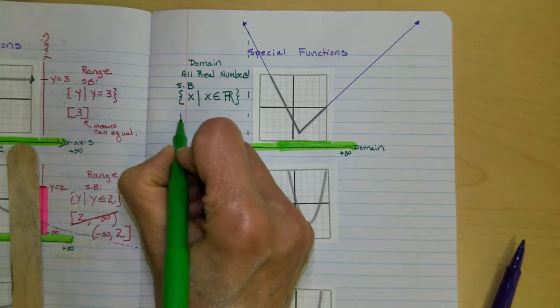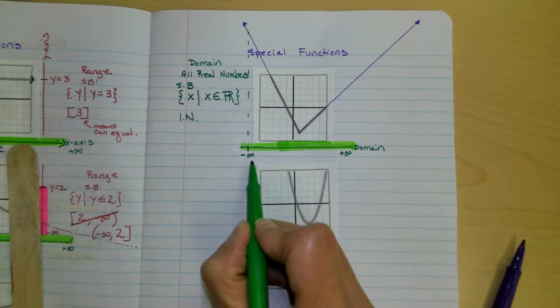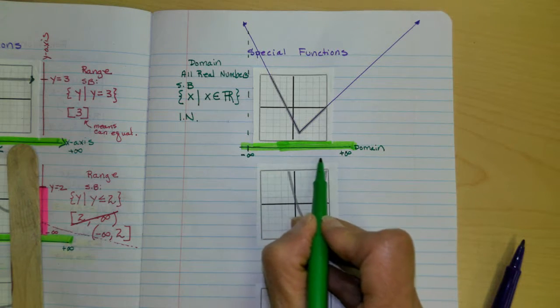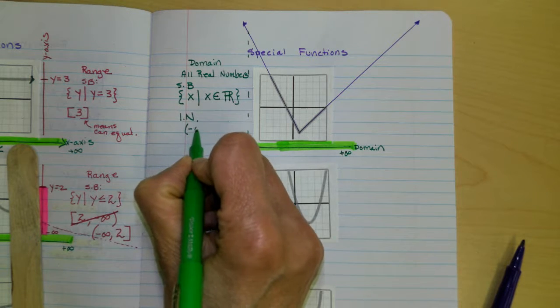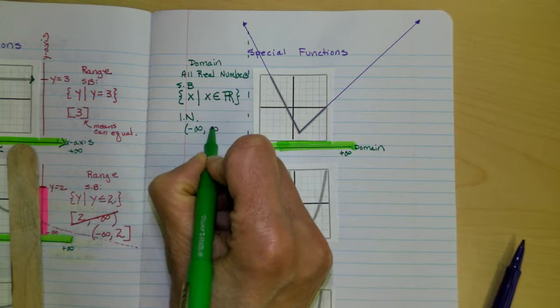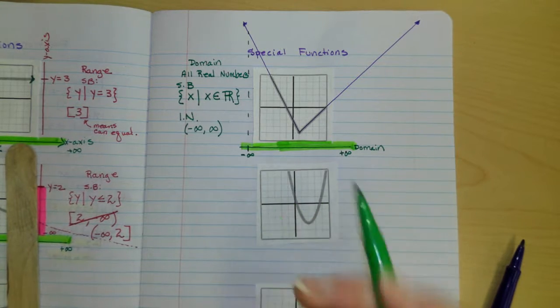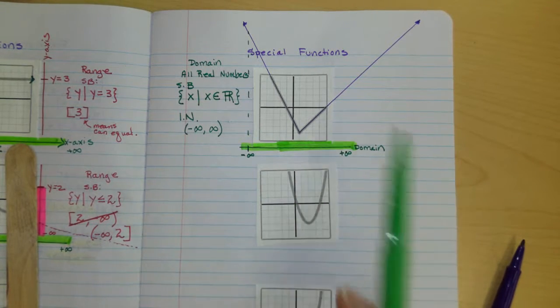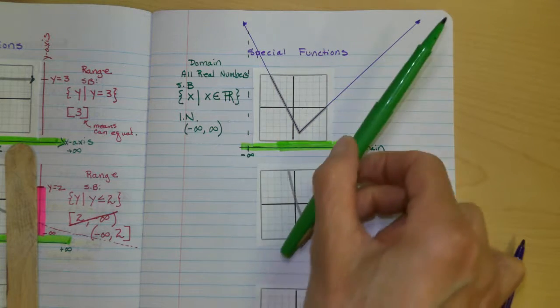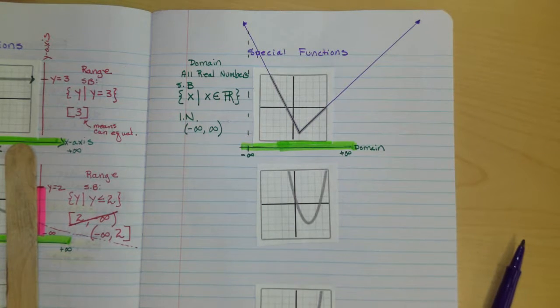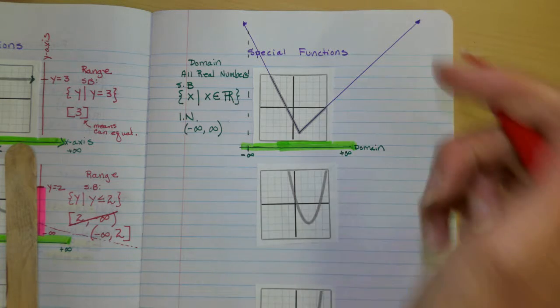For interval notation, it starts at negative infinity and goes all the way to positive infinity. So that would be negative infinity to positive infinity. So that's always going to be true for functions that go up on both sides like that forever. Okay, there's going to be no exception to that. So now let's do range.